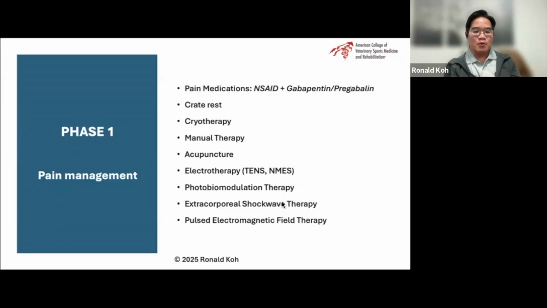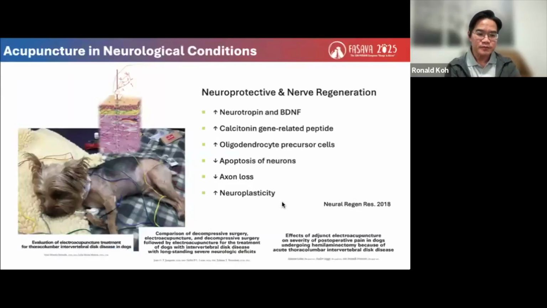Laser therapy, shockwave therapy, and pulsed electromagnetic therapy can be used as well for pain control. And some of the modalities have shown that they increase neurotrophic factors that might help to increase nerve regeneration, remyelination, stuff like that. Again, we'll talk about that in the next few slides.